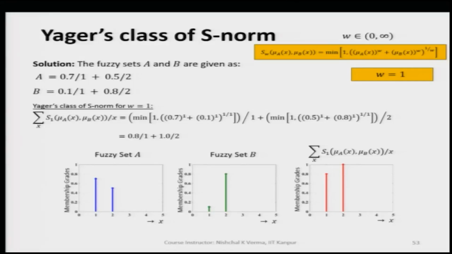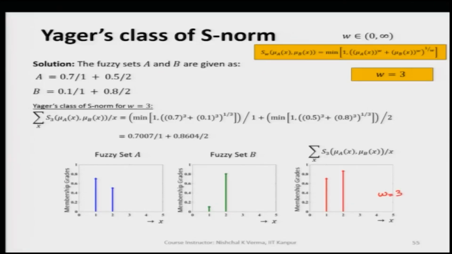Now, in case of Yager's class of S norm, on again taking the union, when we take w equal to 1, we see that there is a decrease in the membership value. As we increase the value of w, which is a parameter in Yager's class of S norm, we see that the membership values are decreasing. These are the membership values of the corresponding generic variable values of the resulting fuzzy set, which is coming out of the union of fuzzy set A and fuzzy set B.